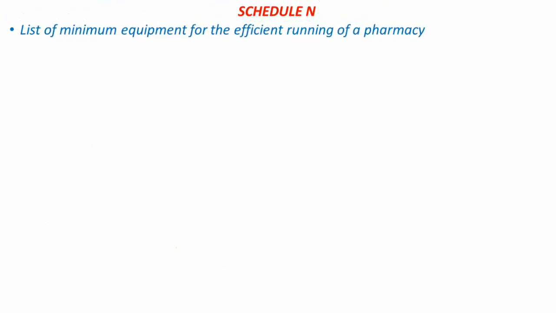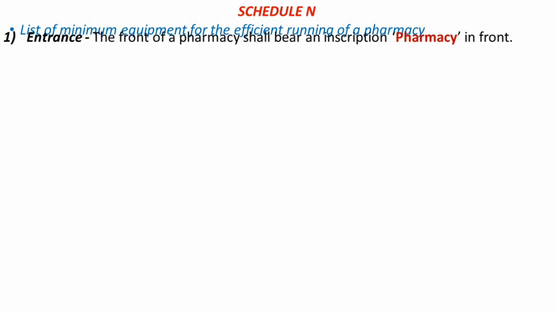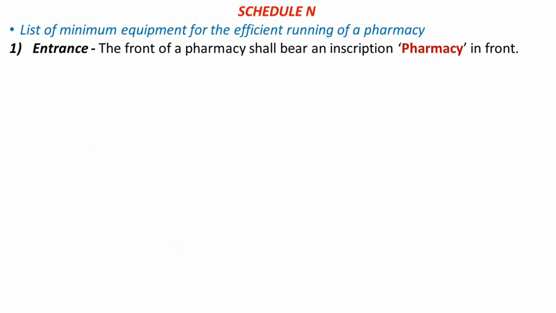Next, Schedule N. List of minimum equipment for the efficient running of a pharmacy. For Schedule N, you have to remember equipment. That is, list of minimum equipment for the efficient running of a pharmacy.